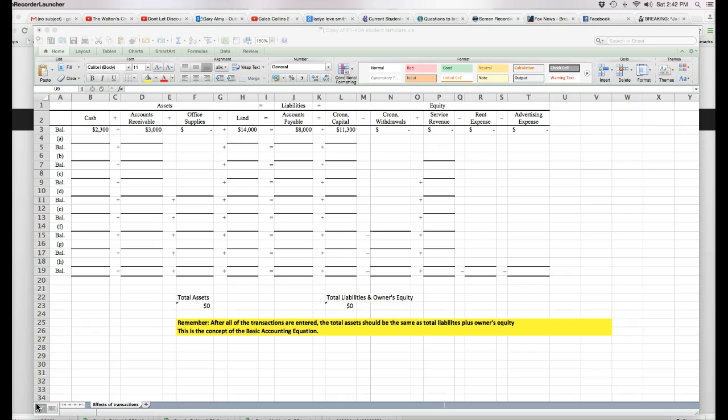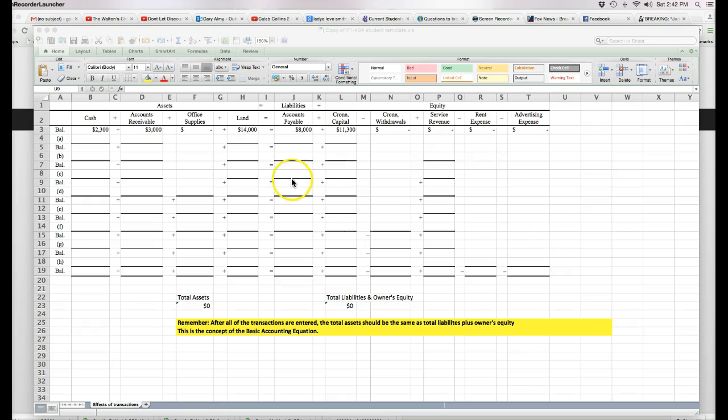So cash, accounts receivable, and office supplies fall under assets, and also land. Under liabilities is just accounts payable. And then under equity is Crone capital, withdrawals, service revenue, rent expense, and advertising expense. You'll also notice that there's a beginning balance for each of these accounts. If there's nothing in there, such as withdrawals, service revenue, rent expense, or advertising expense, that's because there's no beginning balance there.